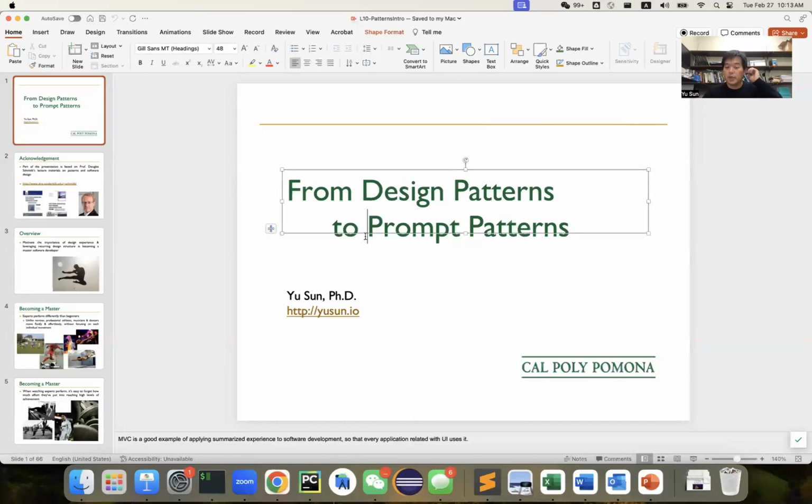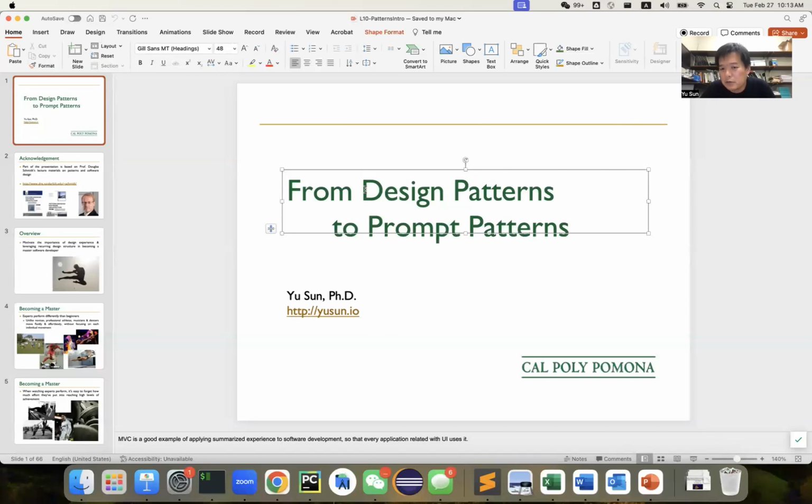So our topic this course is prompt patterns, okay? But I do want to spend a little bit of time to talk about another very important topic for computer science, which is design patterns. For those of you who took the 3560 course with me, I actually spent quite a lot of time going through the design patterns. Now, I want to borrow the same slides here to show you the idea of patterns.